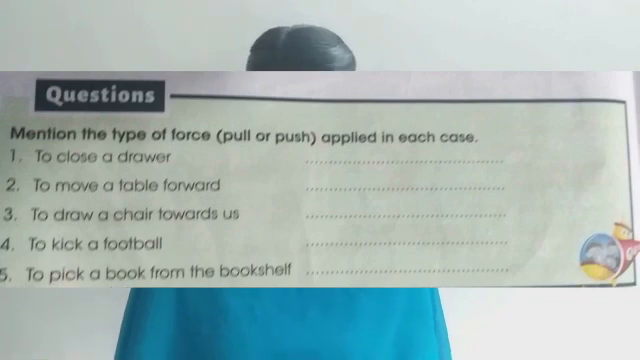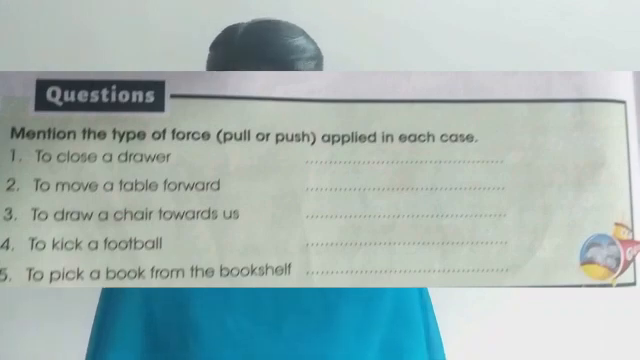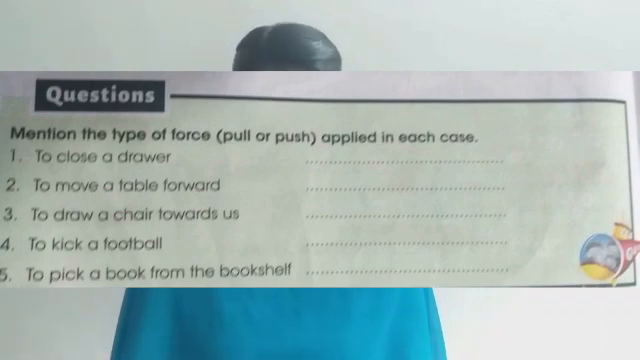Then the third one, to draw a chair towards us, that is pulling. Then the fourth one, to kick a football, pushing. And the last one, the fifth one, to pick a book from the bookshelf, that is pulling. So these are the answers of this question box.